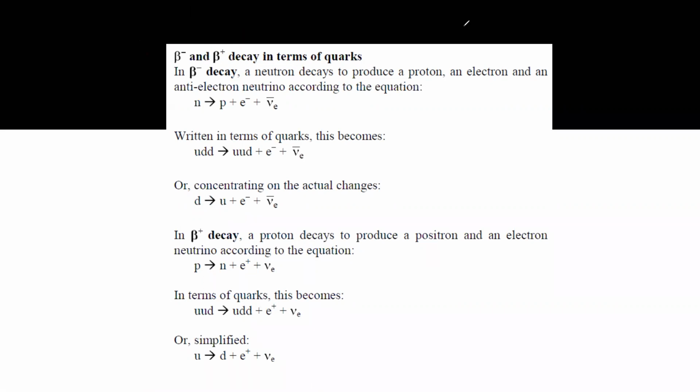So for example, in a beta decay, a neutron decays to produce a proton, an electron, and an anti-electron neutrino, according to the equation. So if a neutron breaks into a proton, an electron, and an anti-electron neutrino, we can also write this equation in terms of quarks. What is a neutron? A neutron is actually up, down, down. And what is a proton? A proton is up, up, and down in terms of quark composition. You should remember these compositions.